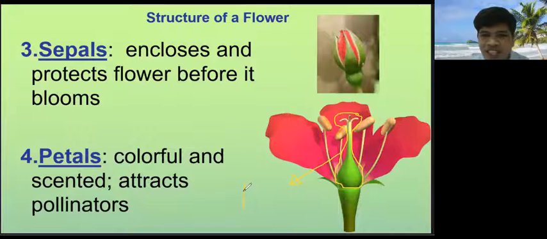It's called pistil, or what's the other word? Pistil, P-I-S-T-I-L, or carpel, C-A-R-P-E-L. Pistil or carpel. If you cannot remember carpel, just remember pistil. That is the female part, and the pistil consists of 3 parts also.